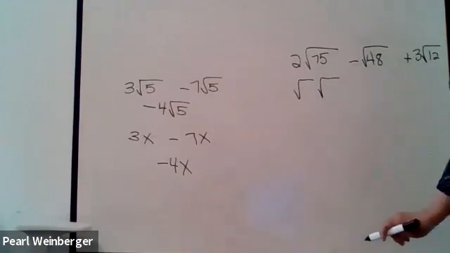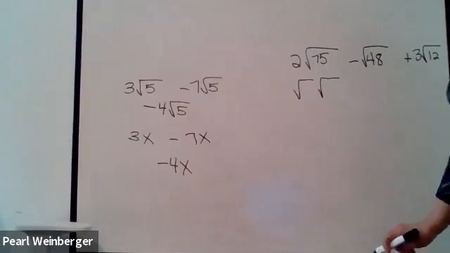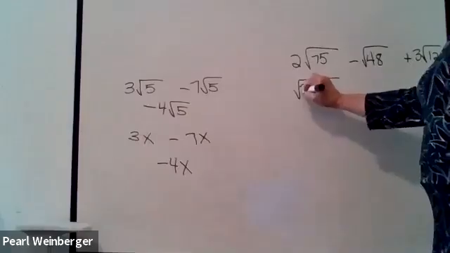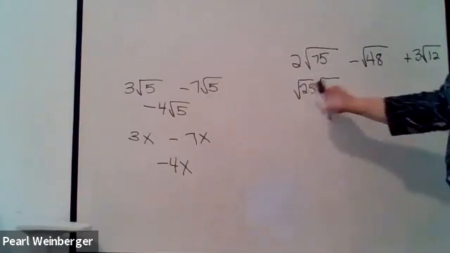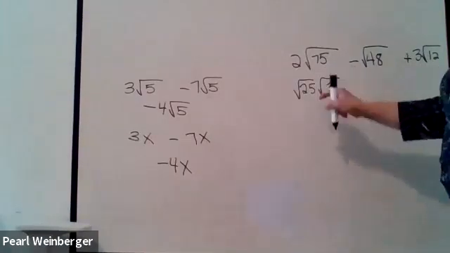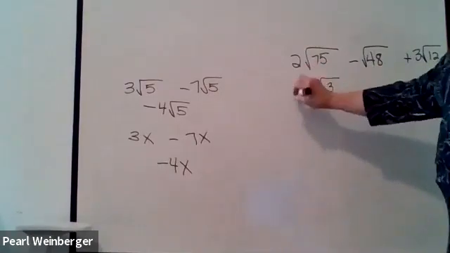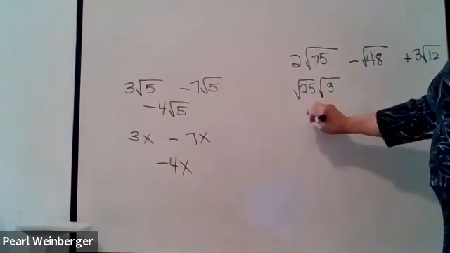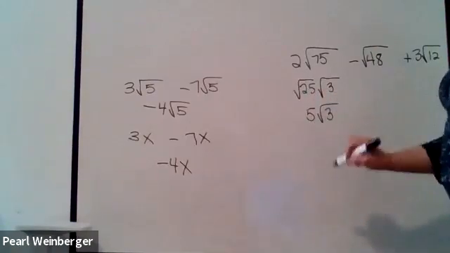What numbers can we break 75 up into? Any suggestions? 25 and 3, right, because 25 is a perfect square. So I'm going to put the 25 first, and 25 times 3 gives me the 75. Now I can take the square root of 25, which is 5, and that will give me 5 radical 3.